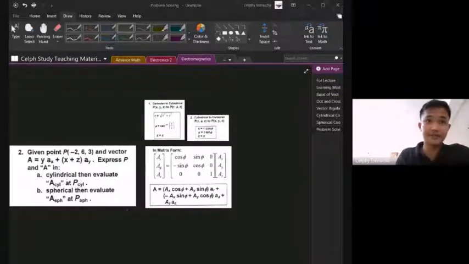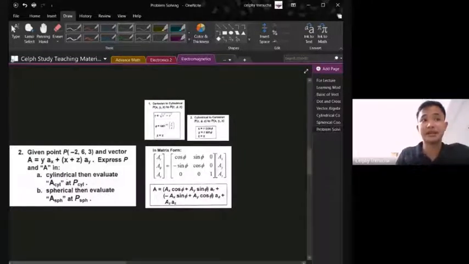Okay, so let us proceed with another example. Given kita ang ginhatag sa aton dari is point P nga negative 2, 6, kag 3. Then vector A is equal to y a x plus x plus z a y. Then express mo ang imong point P sa imong specific nga vector. And then expression naton or evaluate in cylindrical kag spherical.